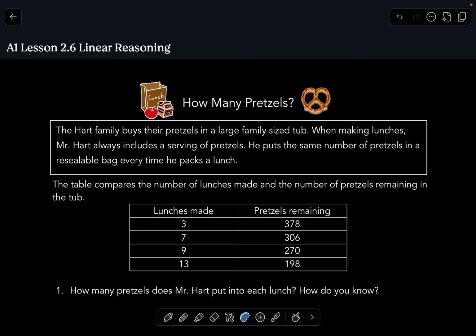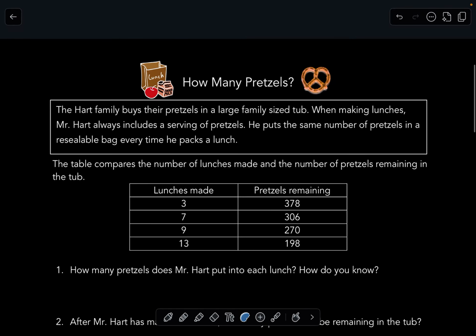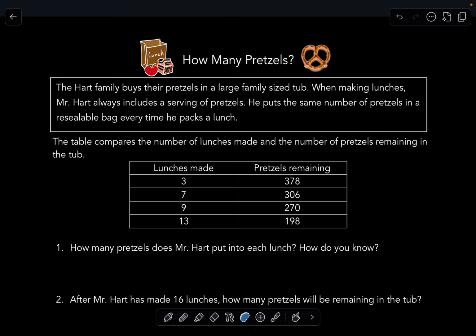And this is the activity. The activity asks how many pretzels? It talks about the Hart family buys their pretzels in a large family-sized tub. When making lunches, Mr. Hart always includes a serving of pretzels. He puts the same number of pretzels in a reasonable bag every time he packs his lunch.